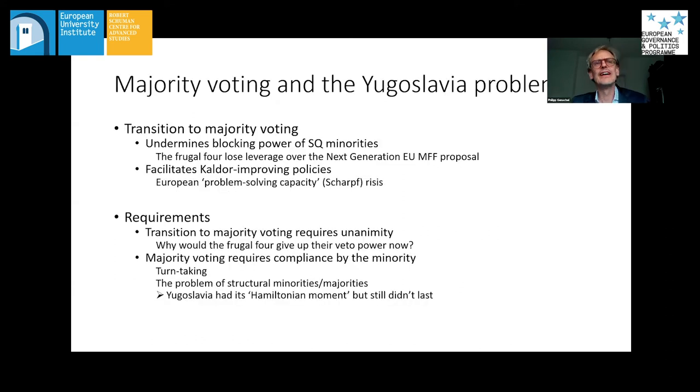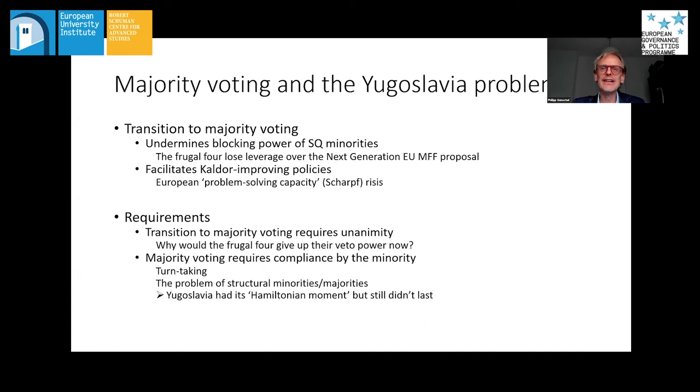Now, would majority voting be the solution? Well, it's easy to see how it might contribute to solving some of the problems implied by the joint decision trap. It undermines the blocking power of status quo minorities. So the frugal four, for instance, would lose leverage over the new MFF proposal. And also by disempowering minorities, it allows for Kaldor improving policies.